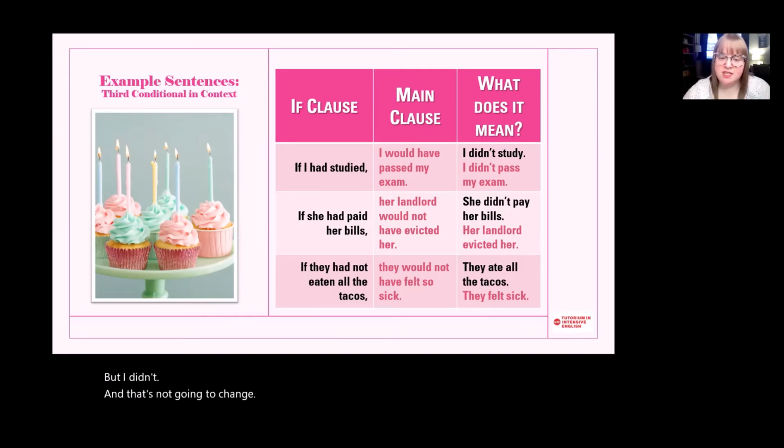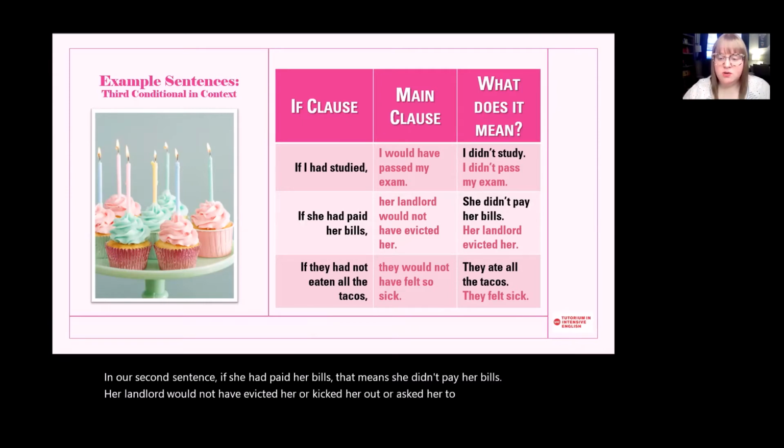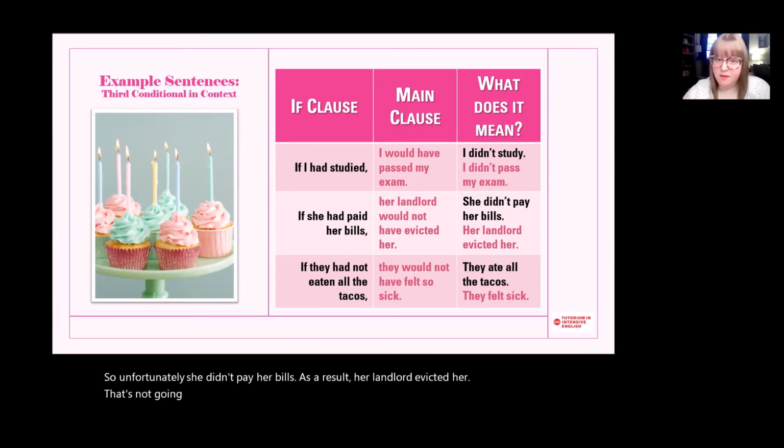In our second sentence, if she had paid her bills, that means she didn't pay her bills. Her landlord would not have evicted her or kicked her out or asked her to leave. So unfortunately, she didn't pay her bills. As a result, her landlord evicted her. That's not going to change. It's already happened. We wish things were different, but they aren't, and they won't be.